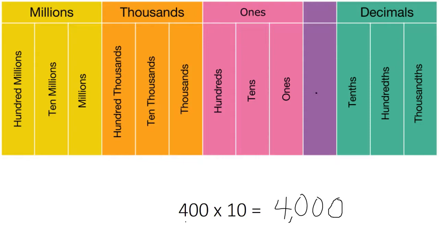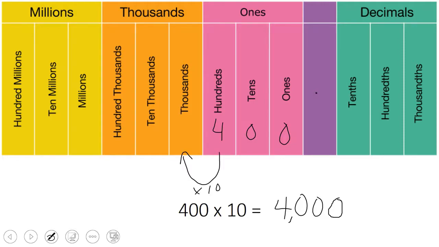The reason this works is because of our place value. We started with 400, so that means we had a 4 in the hundreds place. When I multiply by 10, I know from my knowledge of place value that to multiply by 10 on the place value chart, I need to go up one place. So I'm moving that 4 up one place to my thousands place. And then I'll put a 0 in my hundreds to hold the spot. So in order to multiply by 10 using your place value chart, we just moved that digit up one place.